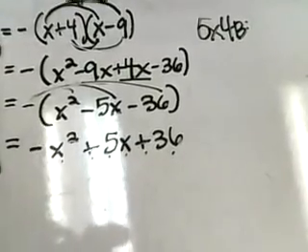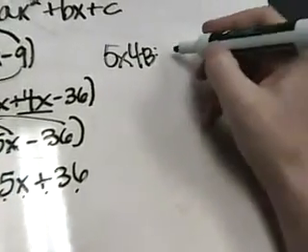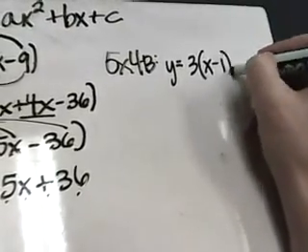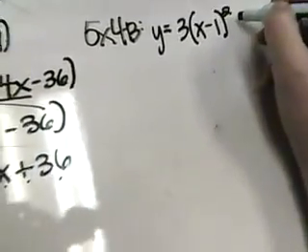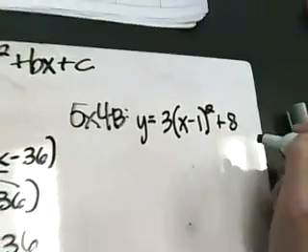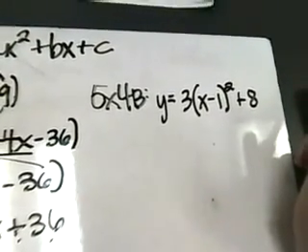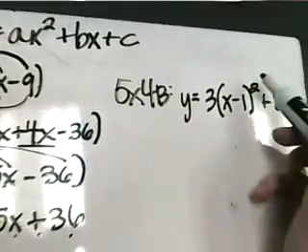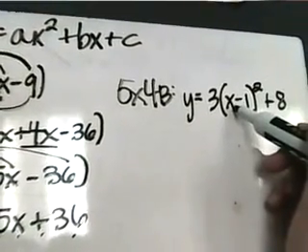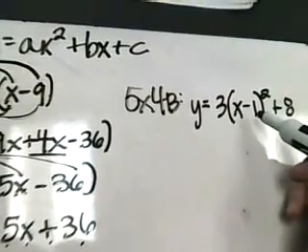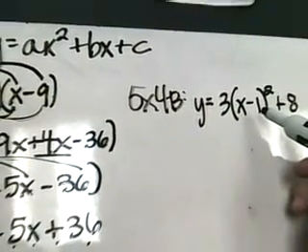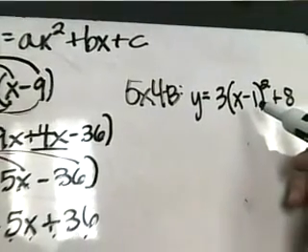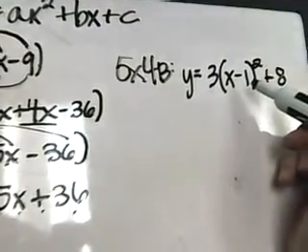Example 4b is originally in vertex form. So the last one was in intercept form. This one is in vertex form. And they want us to put it in standard form. This is a little bit different because we have a quantity squared. And a lot of times, kids will want to take that square and they'll just say, oh, we just square the x and square the 1 and we're done. Okay? I know I'm not standing beside you, but I would want to take a ruler and smack your fingers if I saw you do that. That's not okay with me. That's one of my biggest pet peeves.